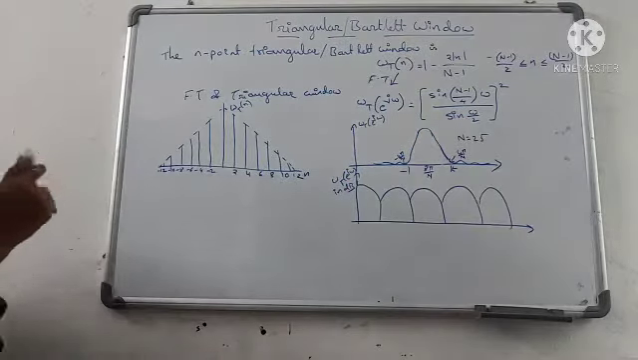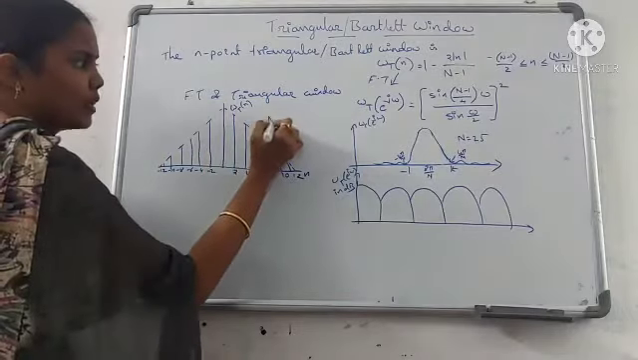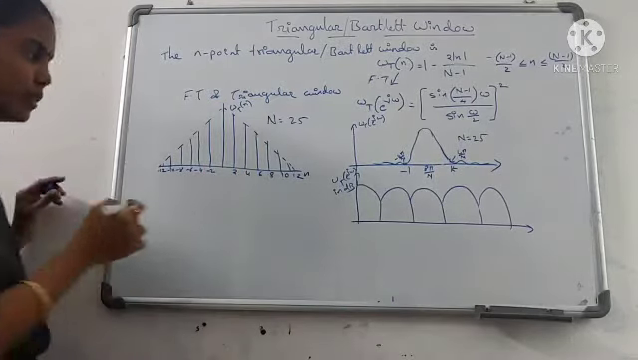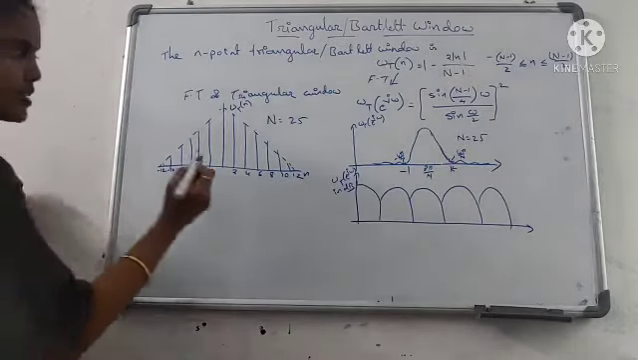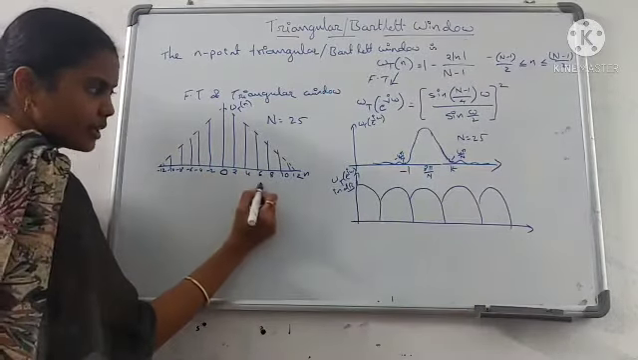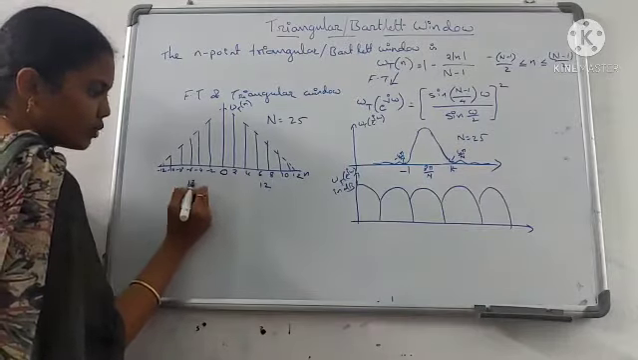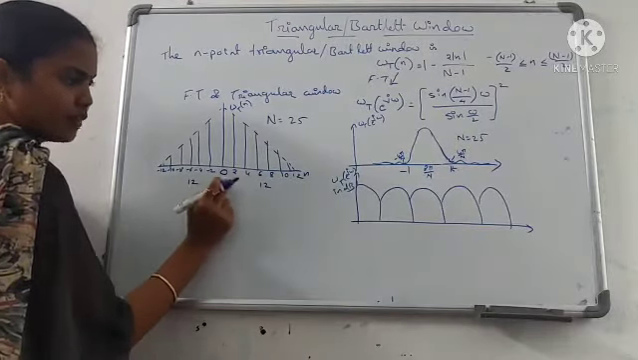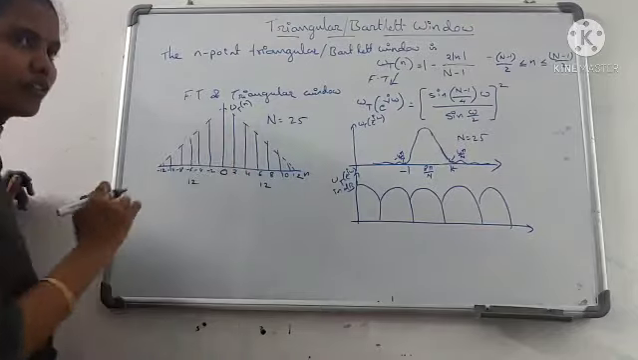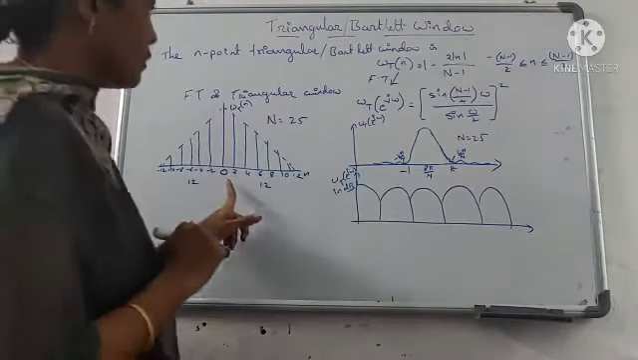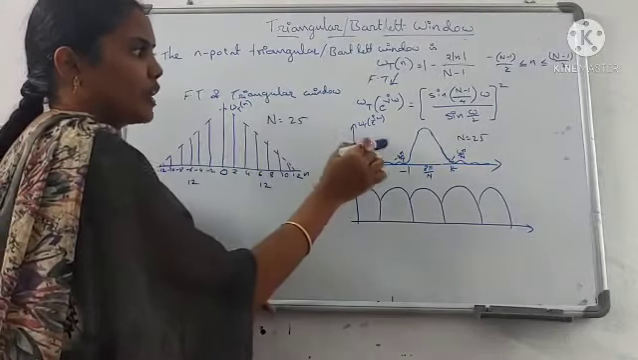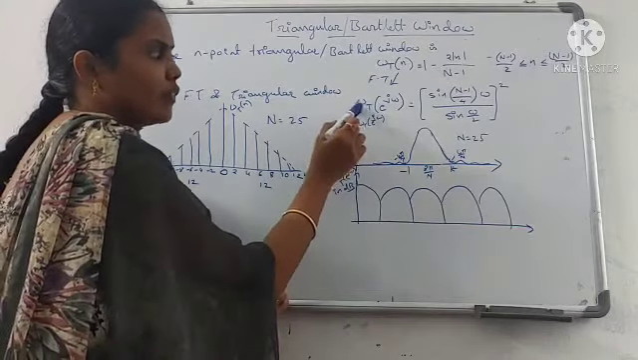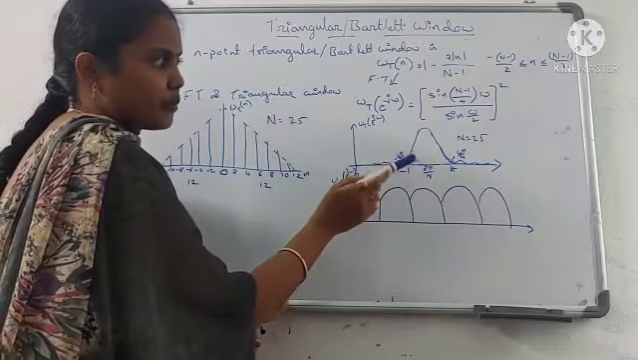So now I am taking capital N equal to 25, triangular window. This is the shape of the triangle. Here the middle one is 0 and these are 12 and 12, 12 plus 12 is 24, and the middle one makes it 25. This is N equal to 25. Now this is W_T of n. For N equal to 25, the Fourier spectrum is like this.